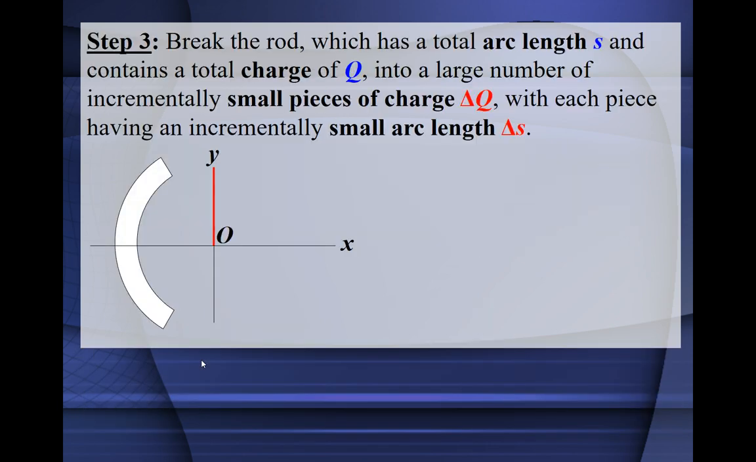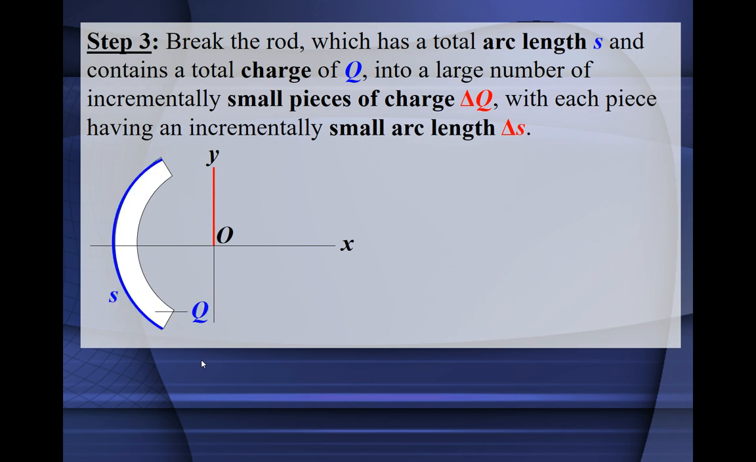Now, step 3 is we're going to take the total arc of charge and break it into a bunch of really tiny chunks of charge. This entire arc of charge has an arc length, which we're going to identify by the variable s. And that entire arc of charge contains a total charge that we'll call capital Q. We're going to take that total arc and break it into incrementally small sections of arc length, which we'll call delta S. Each one of these differential arc length sections is going to have a differential charge, delta Q.